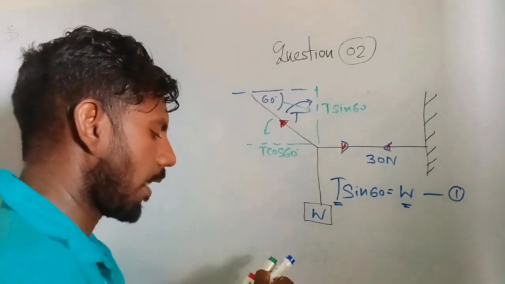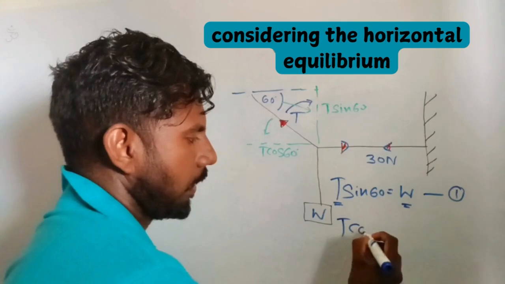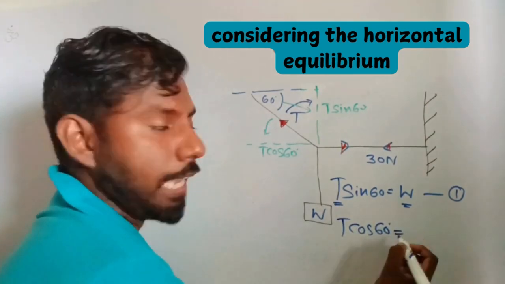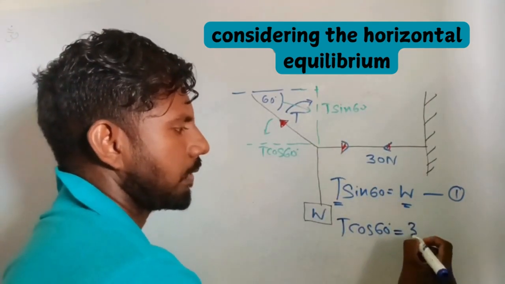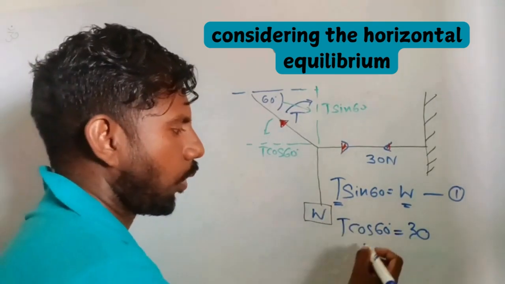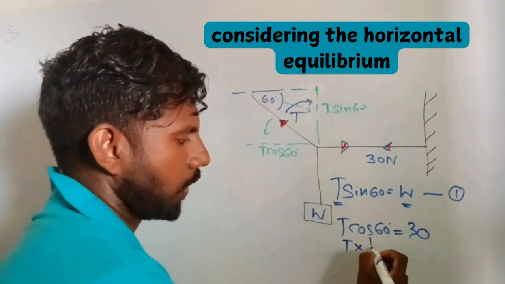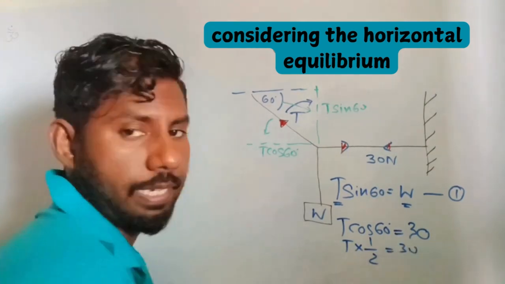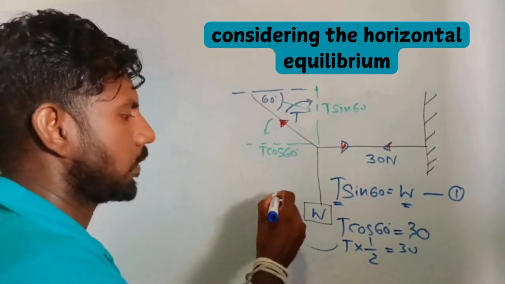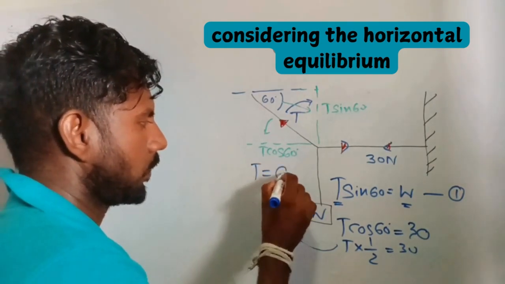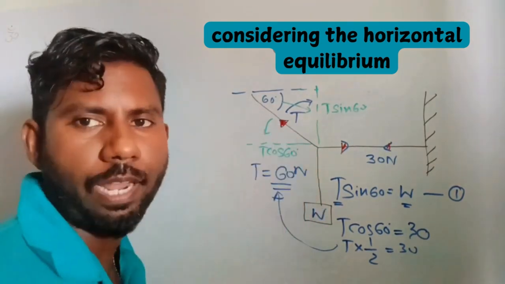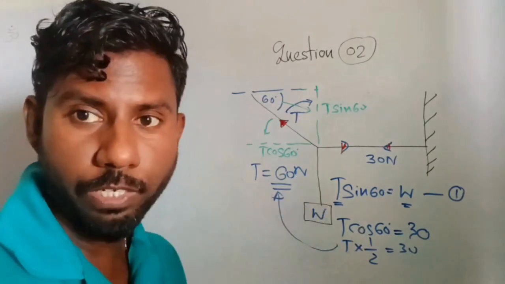In this direction we have T cos 60. T cos 60 should be equal to, it's easy, 30 Newton. So cos 60 is half, so T over 2 is 30. That means T equals 60 Newton. We have found the value. Moving into the second part.